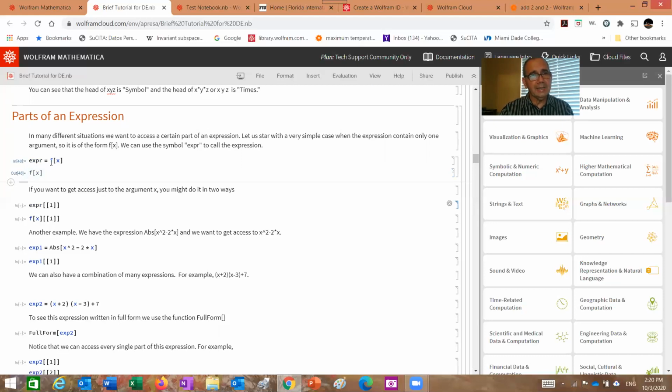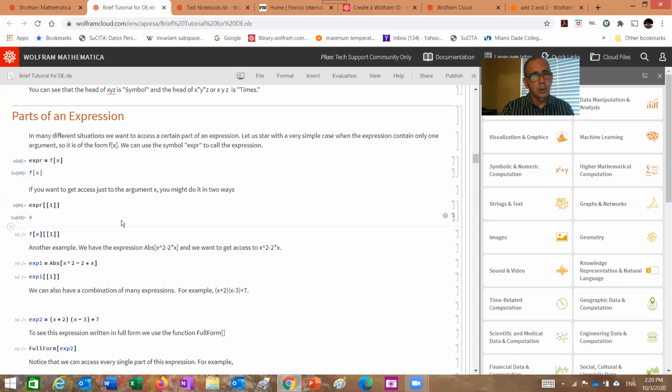Now, you can find parts of that expression by using a double bracket and then a number and double bracket. So here, when you enter the expression double bracket 1, it is going to return what? Only the x. When you enter the whole expression and then double bracket 1, it returns the x again. It's the same thing.